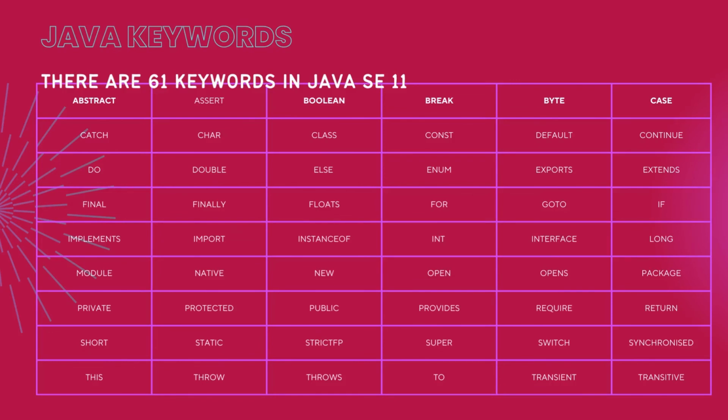Now let's have a look at Java keywords. There are 61 keywords currently defined in the Java language. These keywords, combined with the syntax of operators and separators, form the foundation of the Java language. In general, these keywords cannot be used as identifiers, meaning that they cannot be used as the name of a variable, class, or method. The exception to this rule are the context-sensitive keywords added by JDK 9 to support modules.